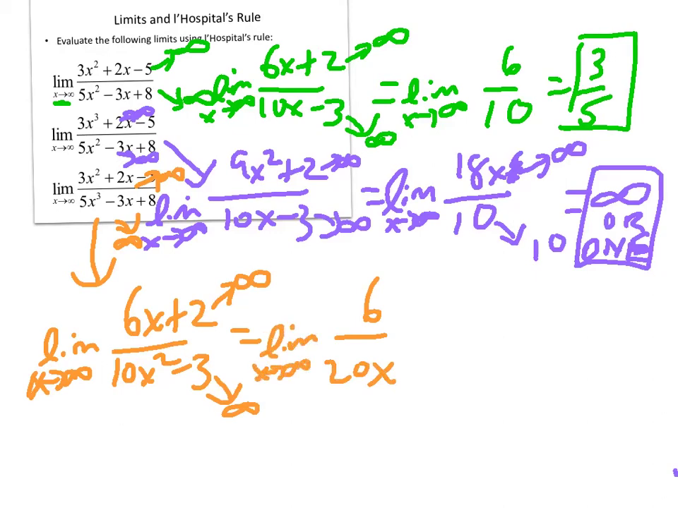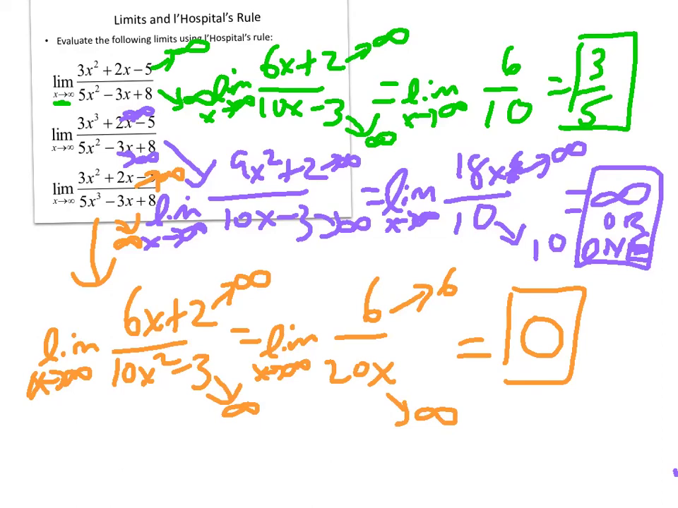Well again, now, if you notice on the top, there's no variable x, so this is just going to go to the number 6. The bottom one does have an x, so it's going to go to infinity. So if I take 6 divided by a very big number, 6 divided by 10, 6 divided by 1,000, 6 divided by a million, 6 divided by a trillion, you're going to get something very, very small, and the limit here would actually be 0.